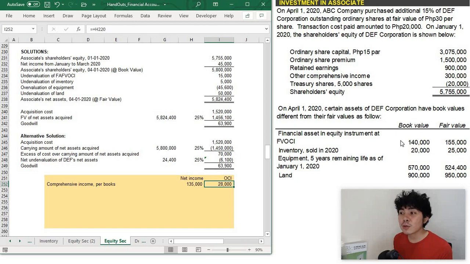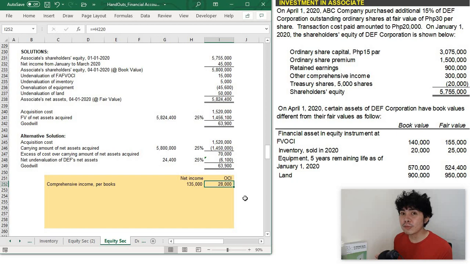Etong 140,000 na to, ito yung book value niya on January 1, which is also yung book value niya ng April 1, 2020, kasi nga nagre-remeasure lang si associate every year-end. Kaya itong 140, book value nito ng January 1, tsaka April 1 na din, 2020. At kung nag-recognize siya ng gain na 28,000 in OCI at year-end, ibig sabihin, ang fair value ng FVOCI niyang financial asset is 168,000 pesos at year-end.